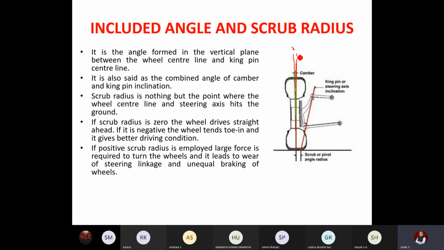So this is the tire axis to the kingpin axis. Kingpin is a component which connects the steering system to the wheel. The angle between the tire axis and the kingpin axis, we call it the kingpin inclination, KPI. This is the camber. The sum of camber and kingpin inclination, we call it the included angle, which is the angle between the vertical axis and the kingpin axis.